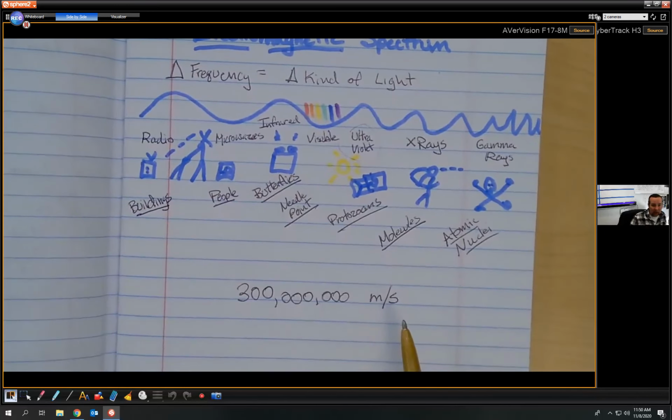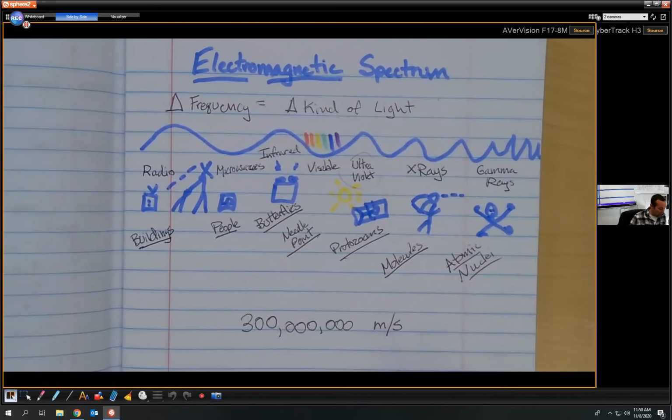And no matter what happens, boys and girls, they're all going to be traveling in a straight line at the speed of light.